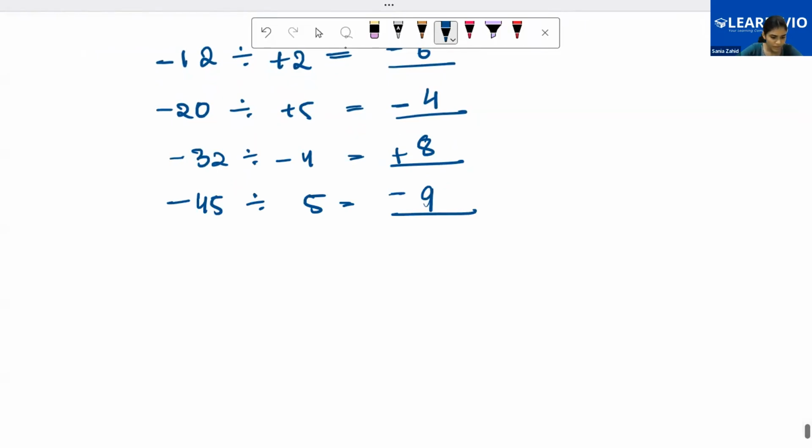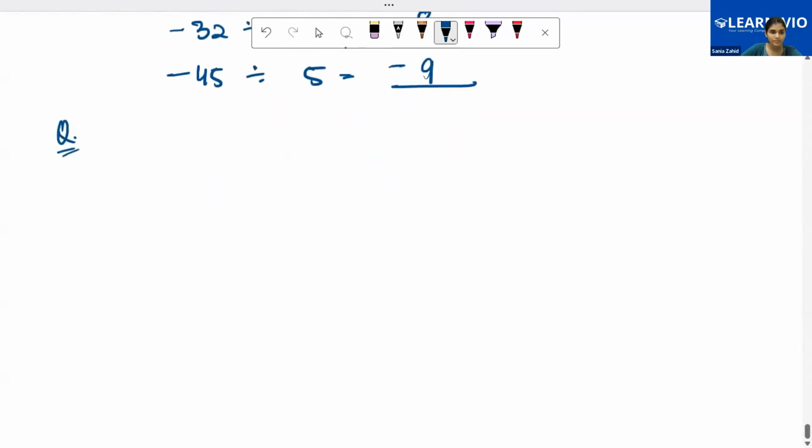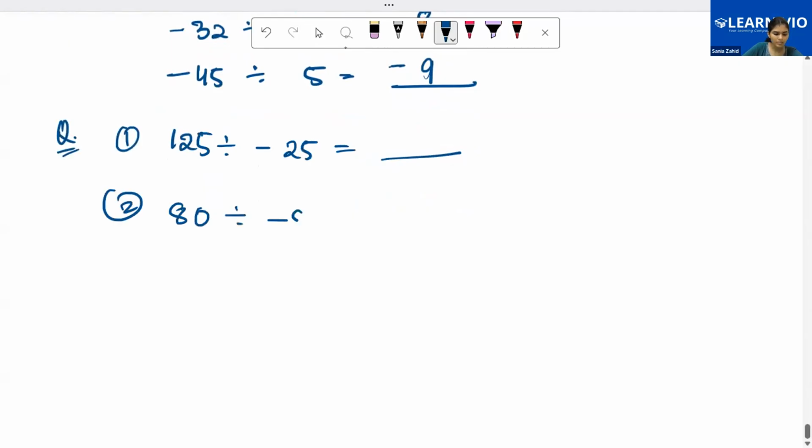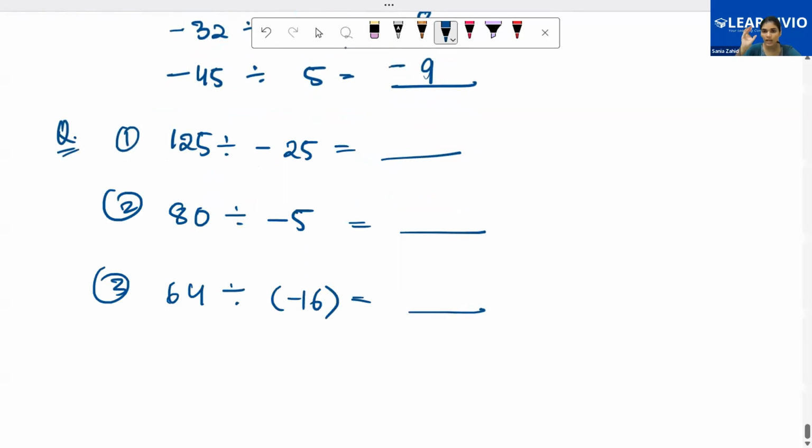Right, so now you have to find these questions. 125 divided by minus 25. 80 divided by minus 5. 64 divided by minus 16. Just solve the answer first. First do 125 divided by 25, then 80 divided by 5, then 64 divided by 16, and put the signs at last. Do not get confused with the signs at the start.